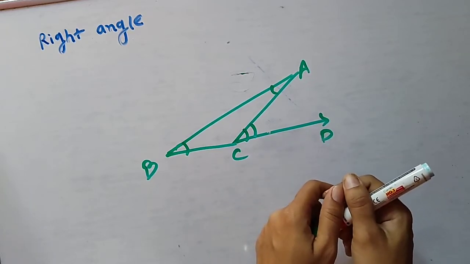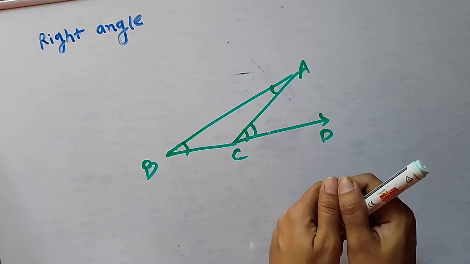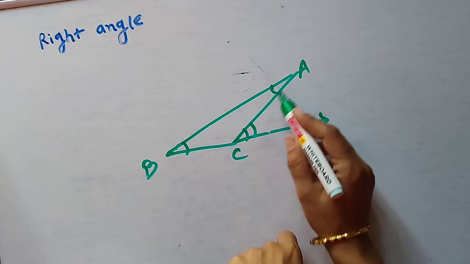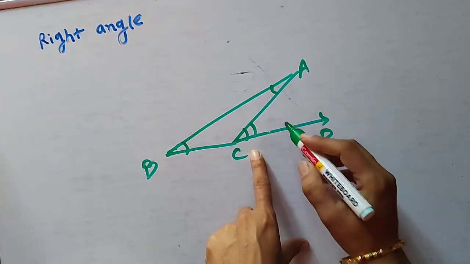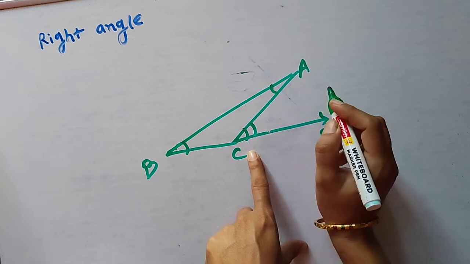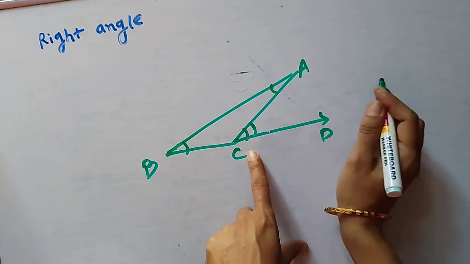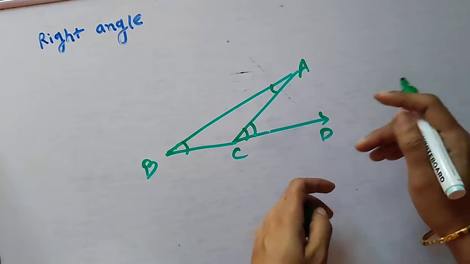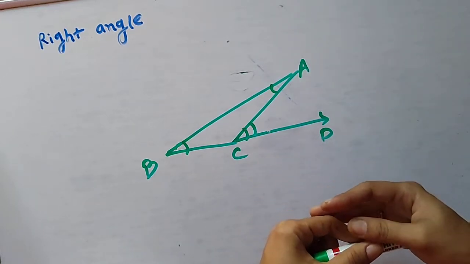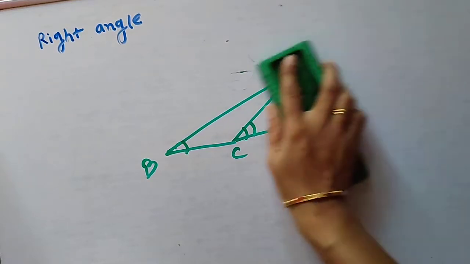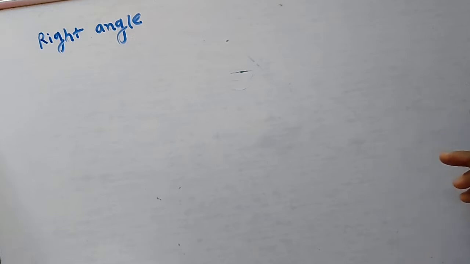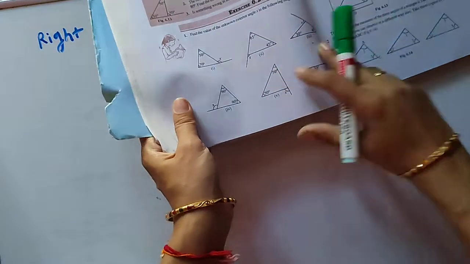Then next is, can the exterior angle of a triangle be a straight angle? No, this is not possible. It will never be a straight angle. The exterior angle can be an acute angle, an obtuse angle or a right angle, but never a straight angle. So the exterior angle of a triangle is not a straight angle. Okay, these are the questions from your textbook. Now see here, try this.